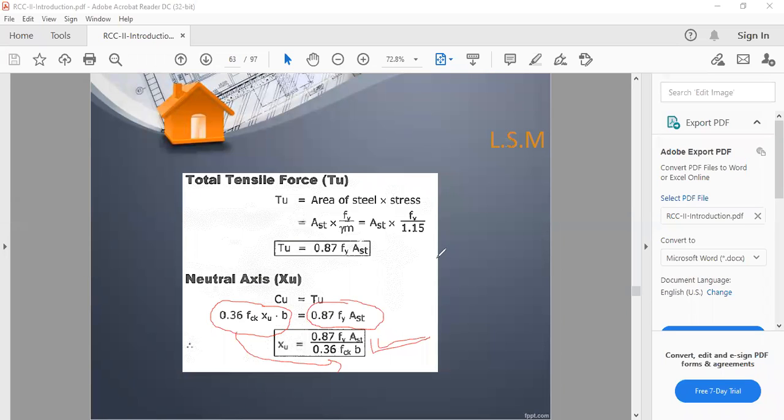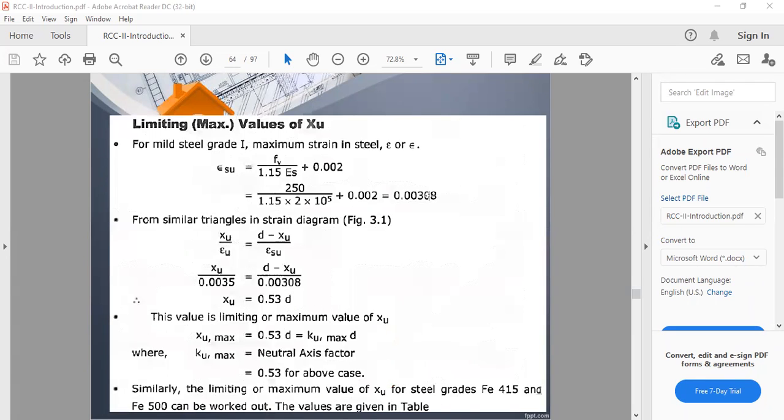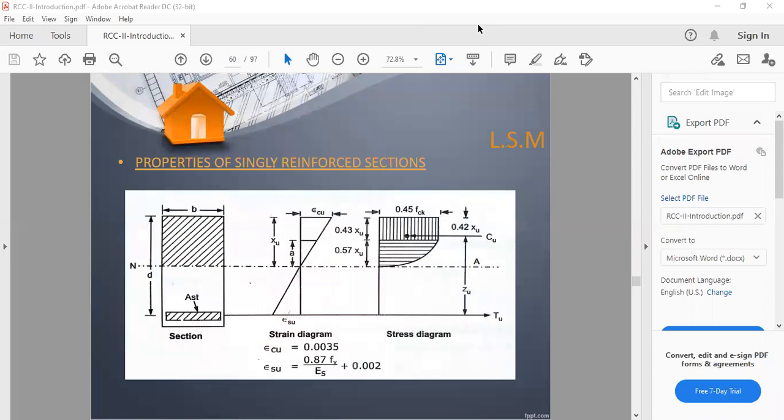So as I told you, mostly this derivation part, if you are more interested, then only you can go for that. But otherwise, you should know what is the value of Tu, what is the value of Cu, what is the value of Xu, likewise. Now once you know Xu, you know that Xu is nothing but the neutral axis distance from the top fiber. From this top fiber, what is this distance?